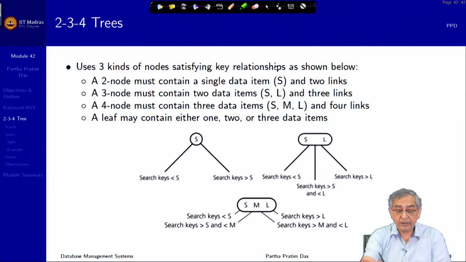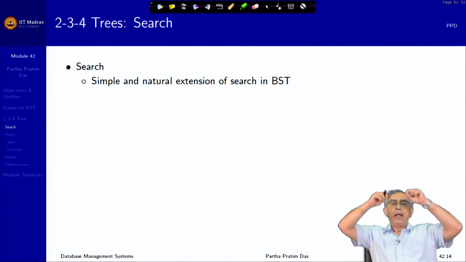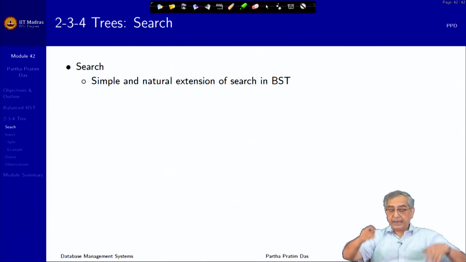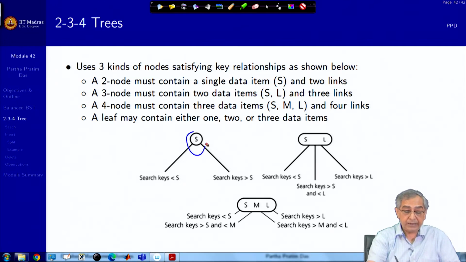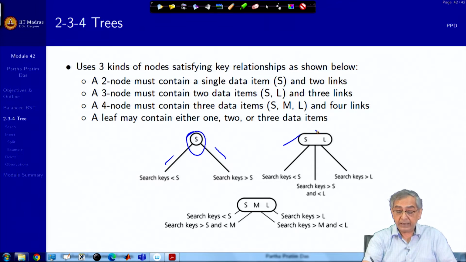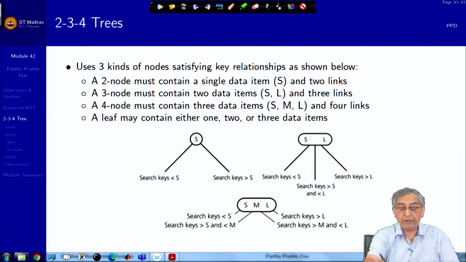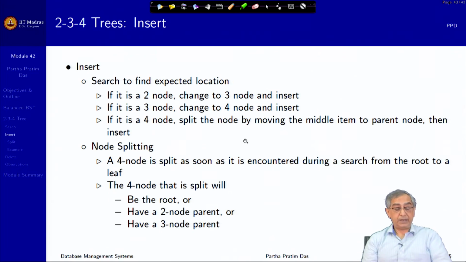Now, the rest of the structure is, if you do this, then searching will be simple, because you follow the same strategy. Earlier we were checking a single value, whether it is less or more, and going accordingly. Here you will have to check whether it is less than this, between these, or more than this, and go accordingly. Right? The same thing will happen for the 4 node. So, search is a natural extension.